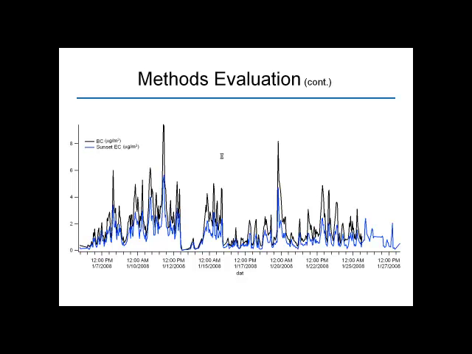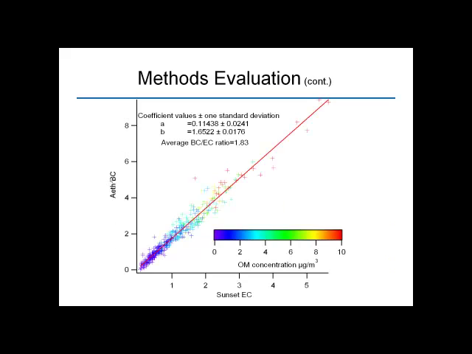And then this is an example of those same two pollutants, the aethalometer black carbon and the Sunset elemental carbon, put on a scatter plot against each other. The nice thing about this plot is that they're also showing organic matter concentrations in micrograms per meter cubed, which is a different pollutant, and seeing if there's a change in the concentration relationship as the OM goes higher. And really, it seems like the concentration is pretty linear regardless of what the OM concentration is, which was a surprising result for this particular methods evaluation.